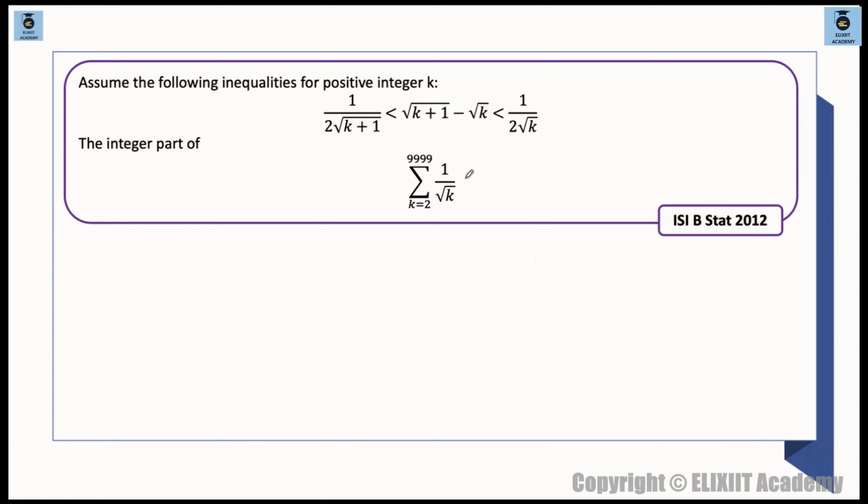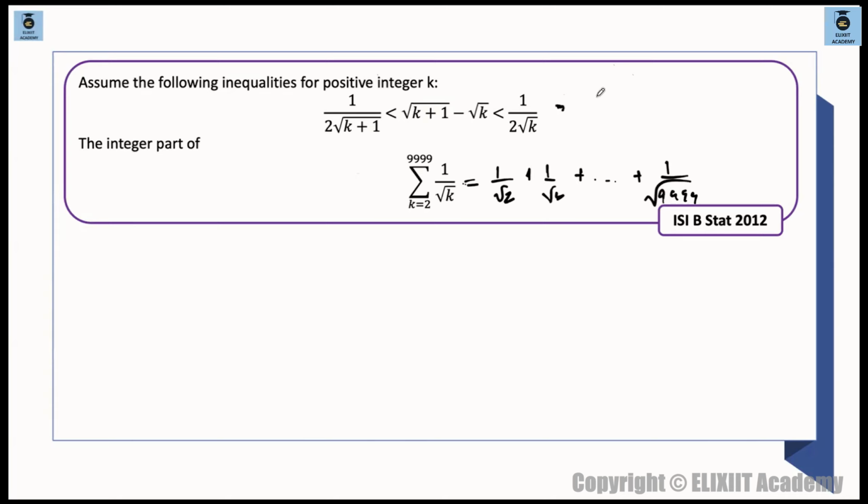So once you open up this summation, we'll be having something like this: 1 by square root of 2 plus 1 by square root of 3 and so on and so forth. This goes up till 1 by square root of 9,999. Now with the help of this inequality, we will be finding the integer part of this thing. So what I do, I modify this inequality a bit.